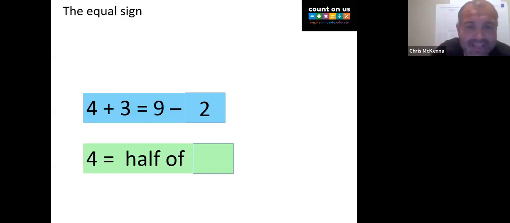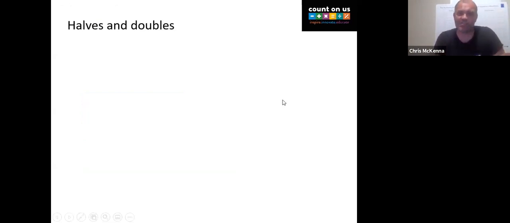4 is equal to half of 8. And let's just look at a bit of halving and doubling now.